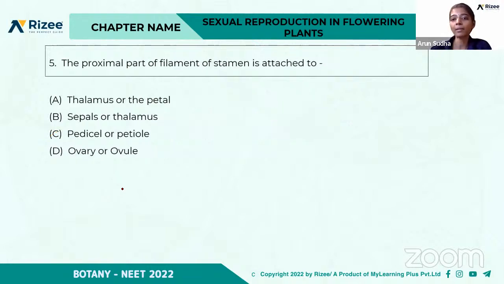The proximal part of the filament of stamen is attached to: thalamus or the petal, sepals or the thalamus, pedicel or petiole, ovary or ovule. So which is the correct answer? The proximal part of the filament of stamen is attached to which part? Yes, A is the right answer. That is thalamus or the petal. Okay. So A is the right answer. So we'll discuss a few questions.